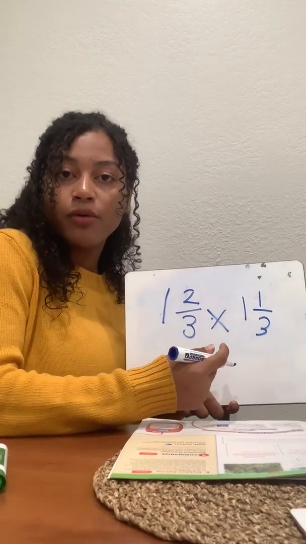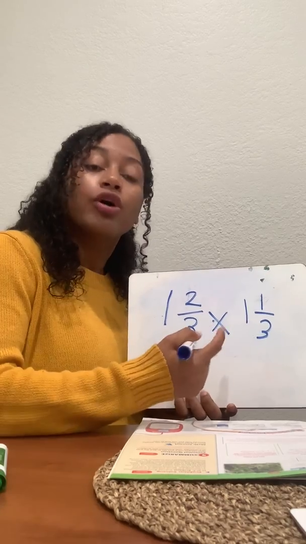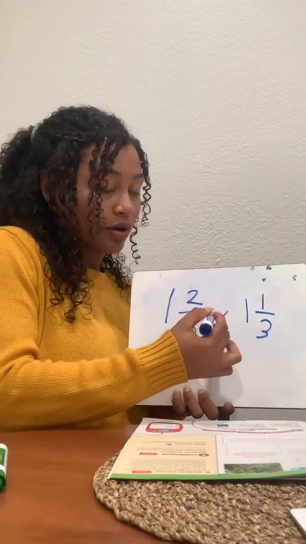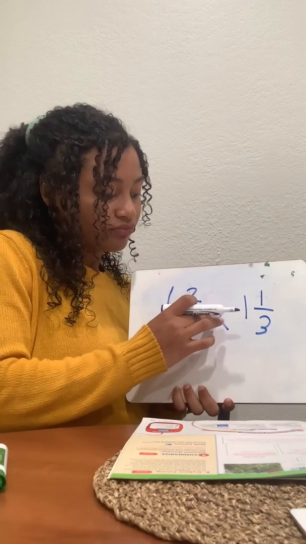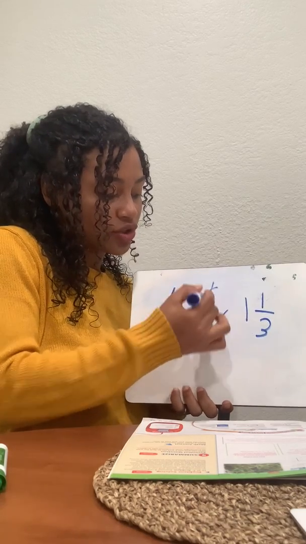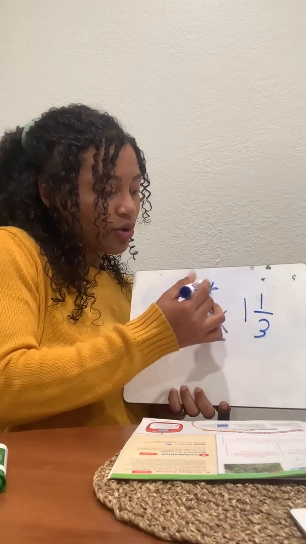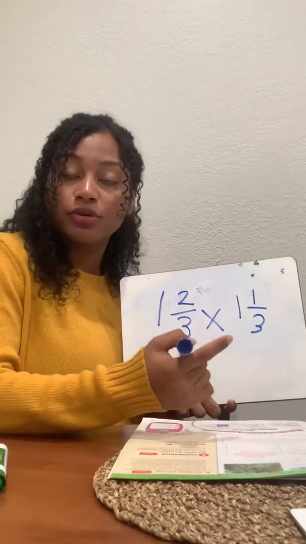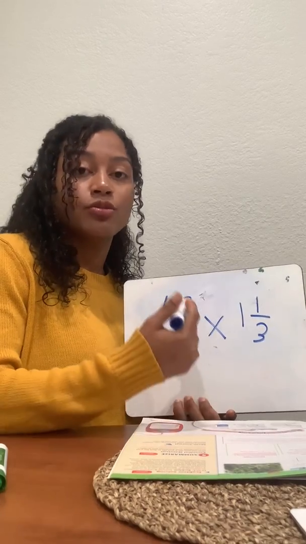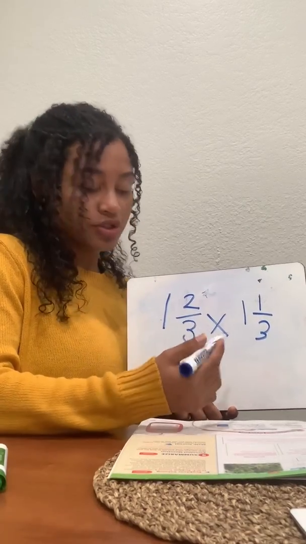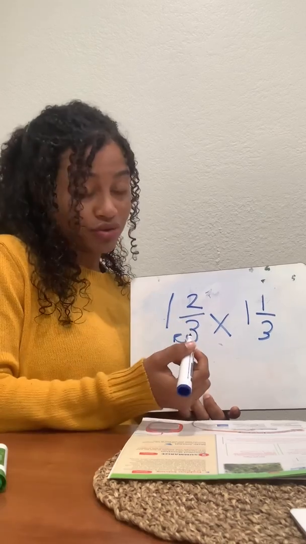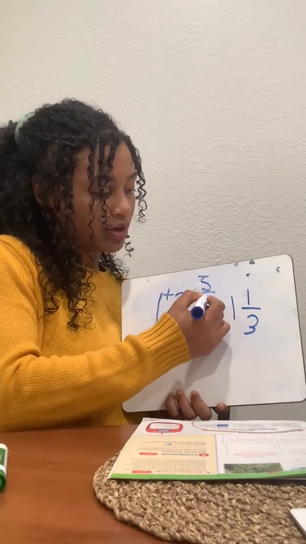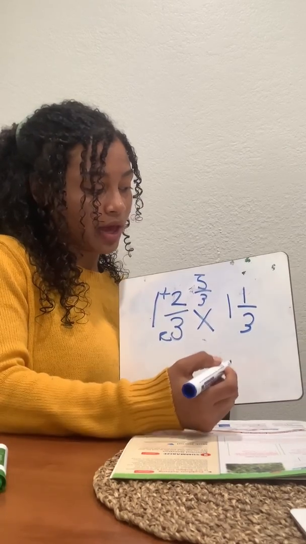So you already know whenever you need to figure out addition or subtraction with mixed numbers, we always needed to change the mixed number into an improper fraction. Remember, an improper fraction means that the numerator is larger than the denominator. So what we're going to do, 3 times 1 is what? 3 plus 2 is 5. 5 over what? 3, the denominator stays the same.